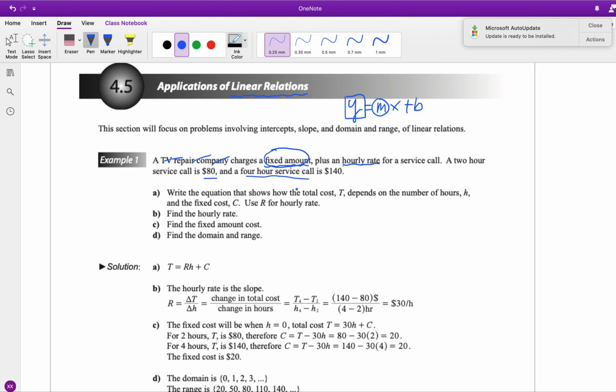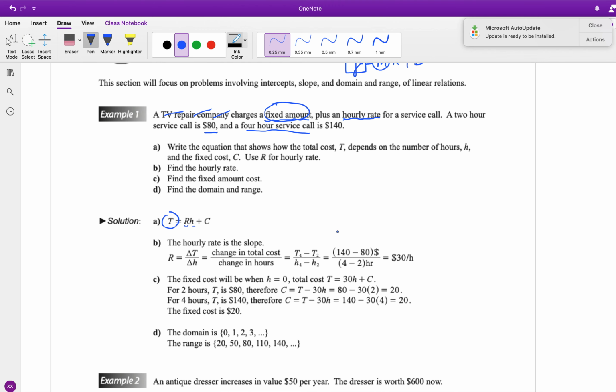So first of all, I say write an equation. The equation will be: the total cost is the hourly rate multiplied by how many hours, plus the fixed amount, right? So here we go. That is our equation. Now the second point is that the hourly rate is the slope.